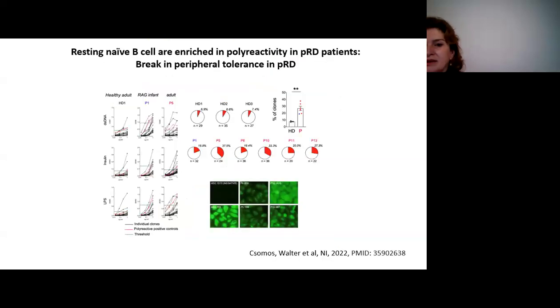So in 2022, we went on a journey and published on patients with RAG deficiency regarding their polyreactive or autoreactive repertoire. And what we have seen is that patient one here in the middle, who was a newborn, only 5 months old with a RAG deficiency, had only 18% polyreactive clones, whereas other patients who were already farther in their journey had way more polyreactive clones.